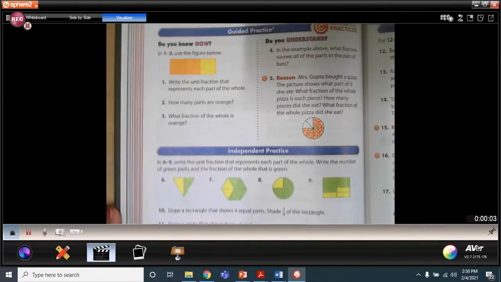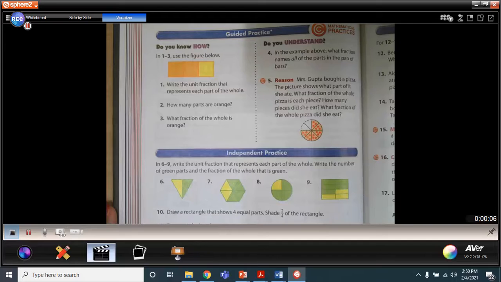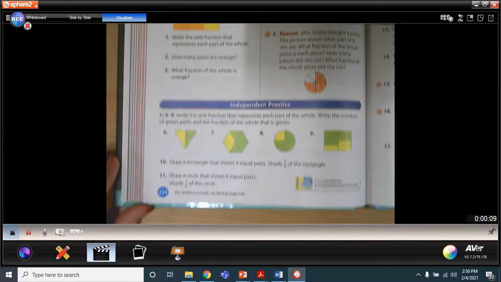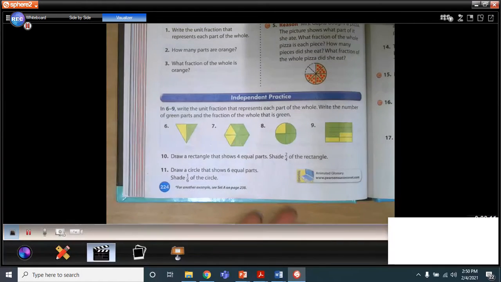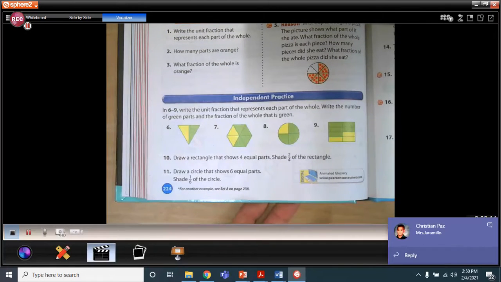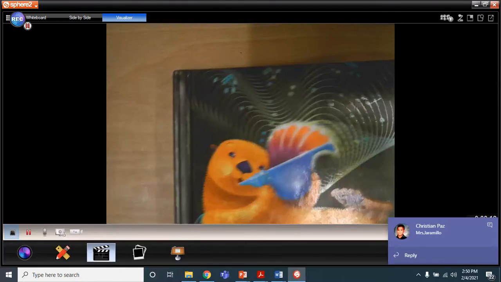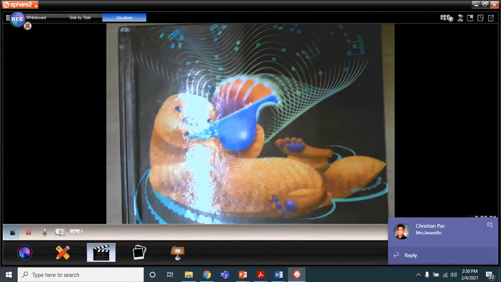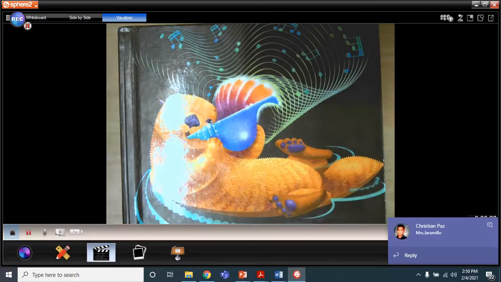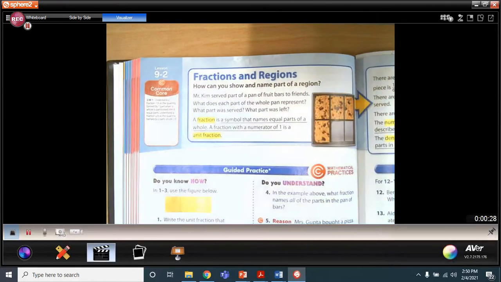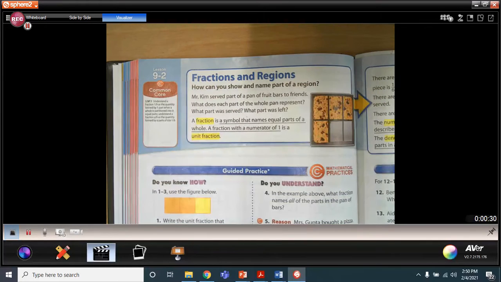Hi, boys and girls. We're going to take a look at our assignment from page 224 and 225 in our Envision hardback book. So I want you to make sure you're on the correct page. So remember, this is your hardback book, and we are going to be on page 224 and 225. So let's take a look at this lesson. And this is all about fractions and writing fractions when you're looking at part of a whole.